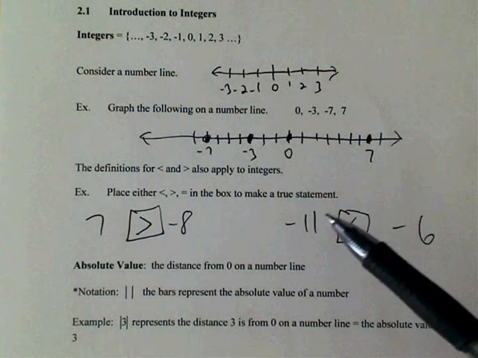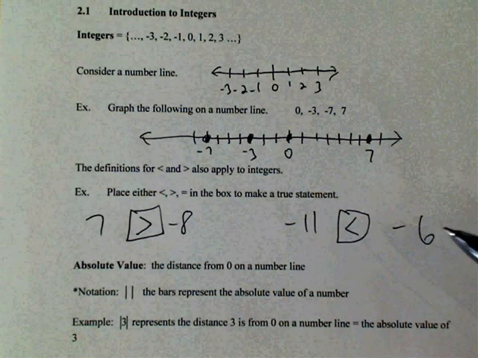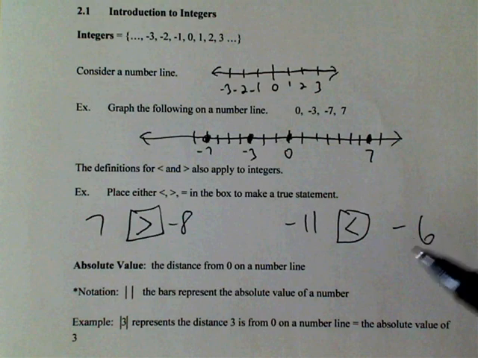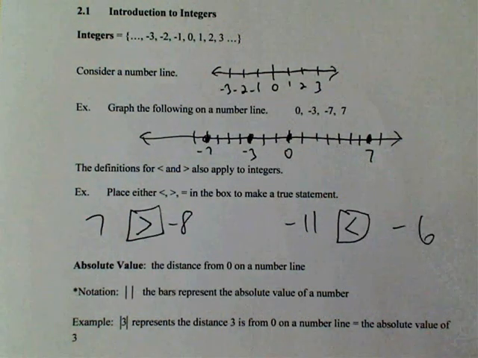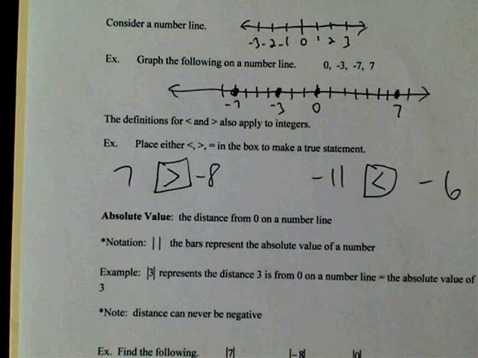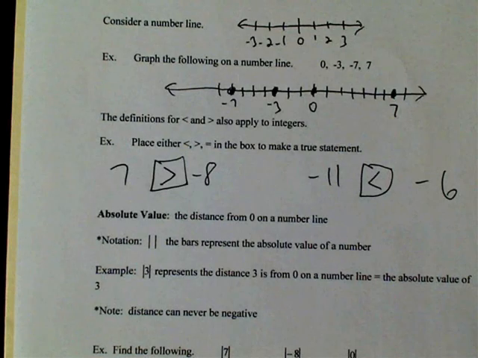The person that owes 11 has less money because they owe more. They don't have near as much as the person that only owes 6. So negative 11 is less than negative 6. And this first section is just a preliminary section to get you accustomed to how negative numbers can be applied to different types of problems.